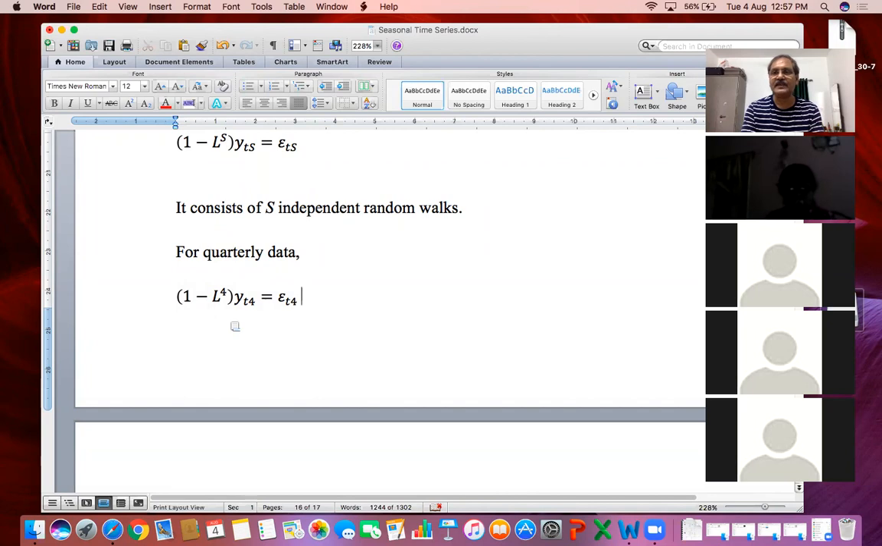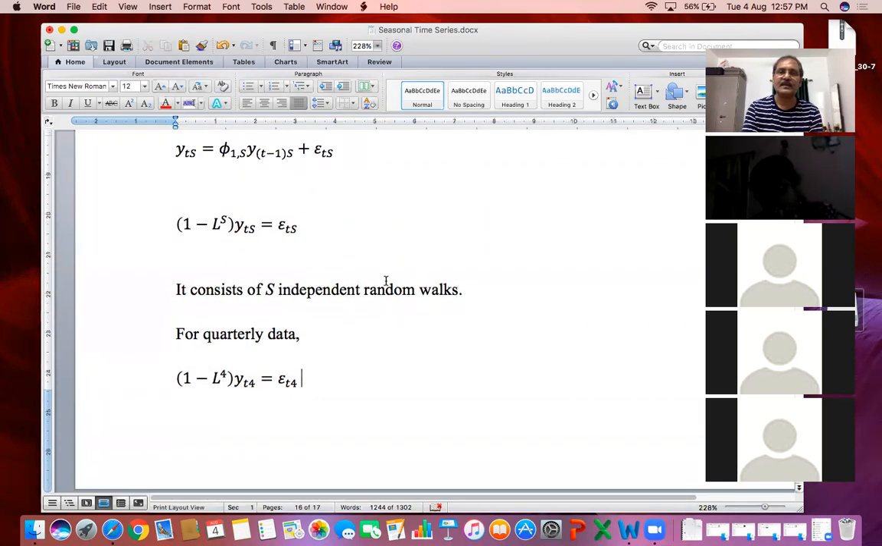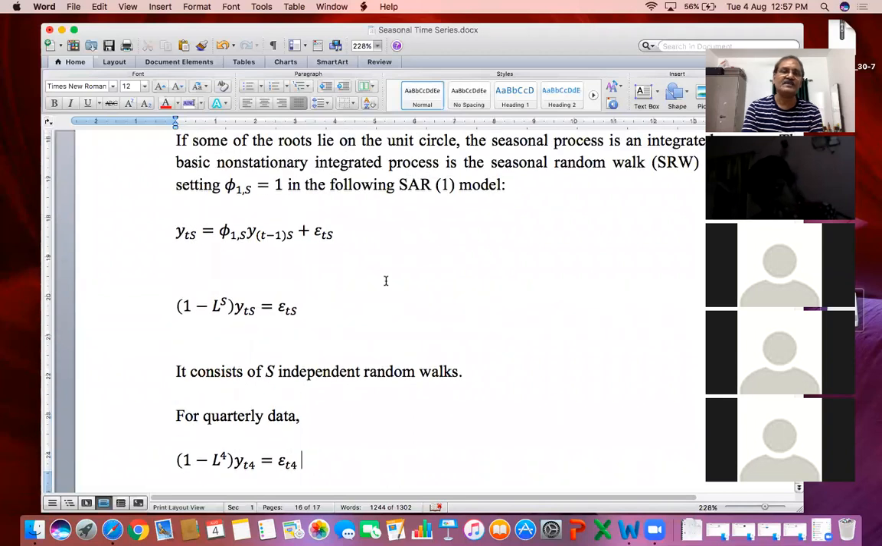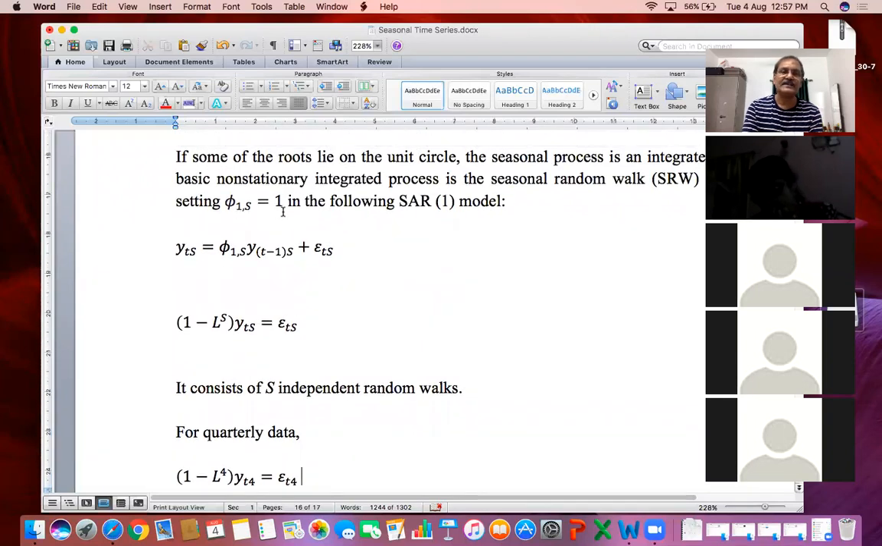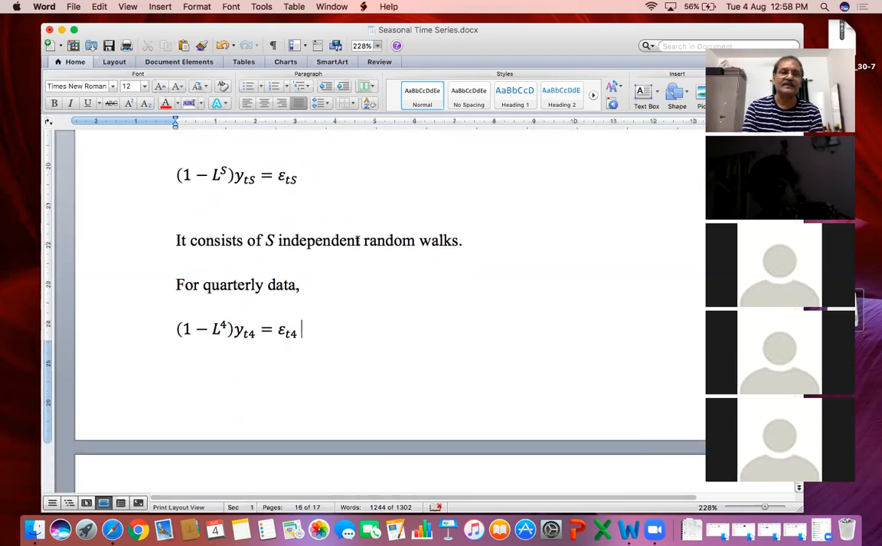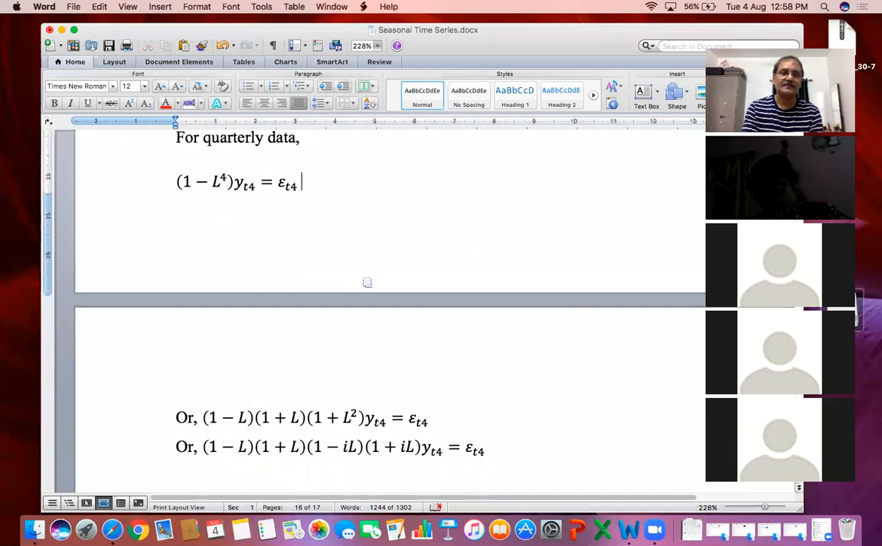By solving it, you have a characteristic root. And if the value of the characteristic root is equal to 1, then you have a unit root. Clear? So we have started with phi 1 equal to 1 in this expression. Phi 1 equal to 1 indicates random walk. If phi 1 is equal to 1, you have 1 minus L to the power 4 equal to 0 as the inverse characteristic equation.